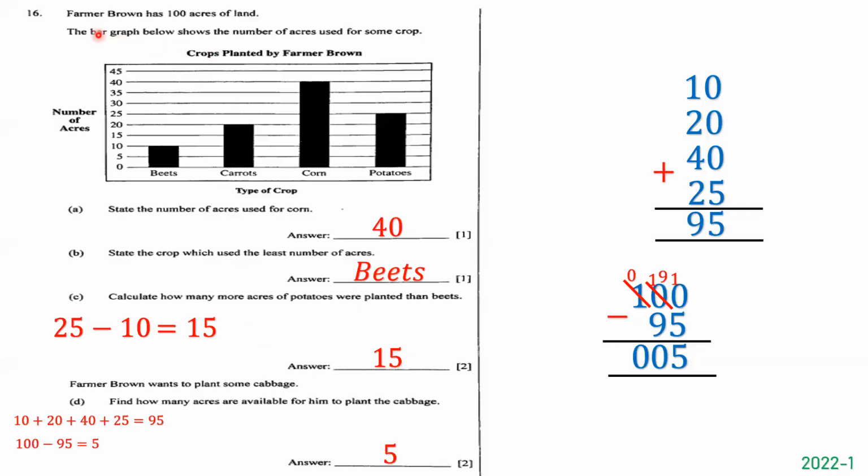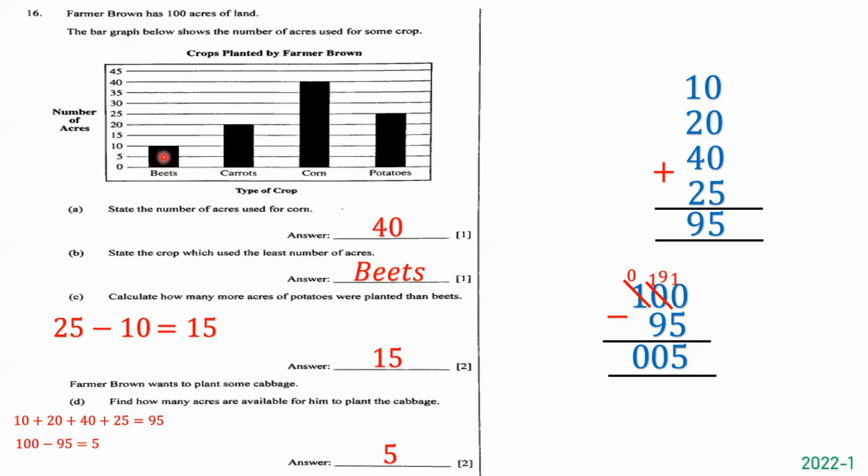The question says, Farmer Brown has 100 acres of land. The bar graph below shows the number of acres used for some crops. The title of this bar graph is Crops Planted by Farmer Brown. Notice that the y-axis, the vertical axis, is entitled number of acres, and the x-axis has the type of crops. So we have beets, carrots, corn, and potatoes.